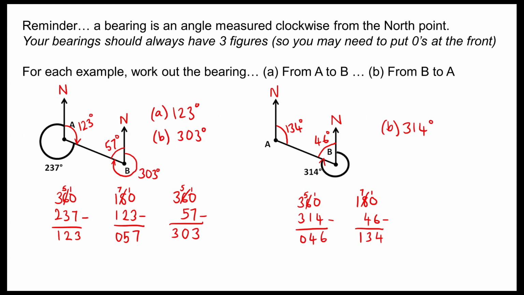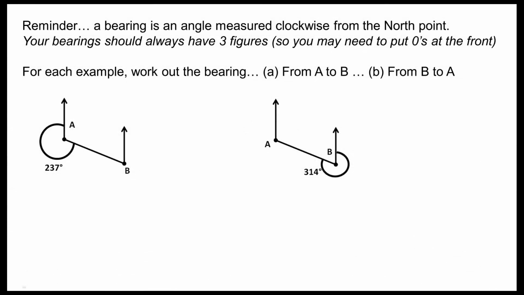Now, if you think about what we wanted to find, we wanted the bearing from A to B, and that's exactly what we've just worked out. We're going from point A, so we've got our north line coming out of it. We measure clockwise around until we hit the line which is joining to point B, and that is the angle 134. So I can say that for part A, the bearing is 134 degrees.